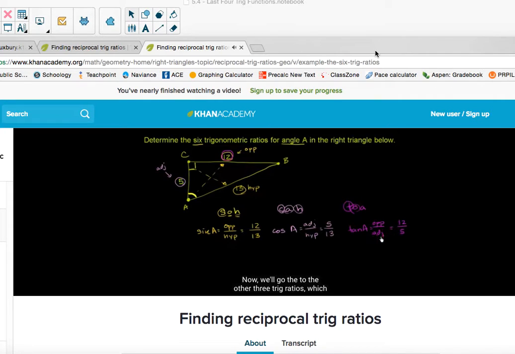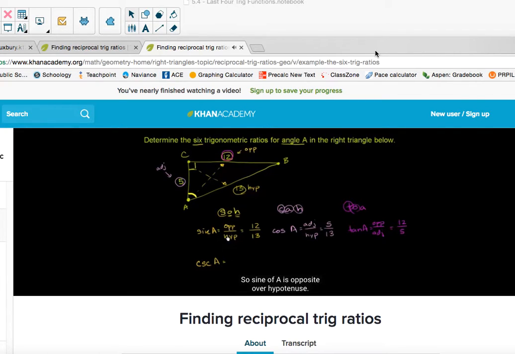Now we'll go to the other three trig ratios, which you can think of as the reciprocals of these right over here, but I'll define it. So first you have cosecant, and cosecant, it's always a little bit unintuitive why cosecant is the reciprocal of sine of A, even though it starts with a co, like cosine. But cosecant is the reciprocal of the sine of A.